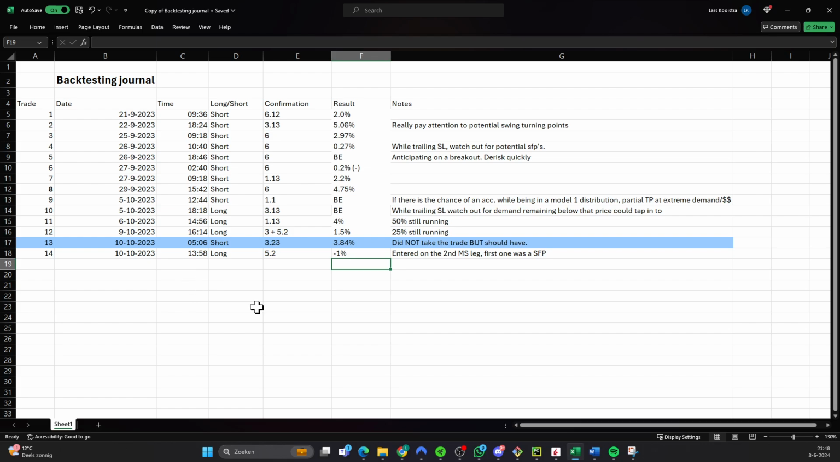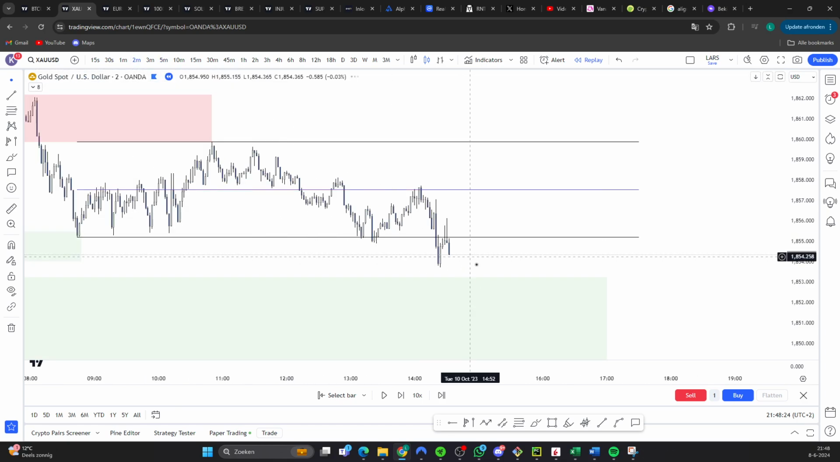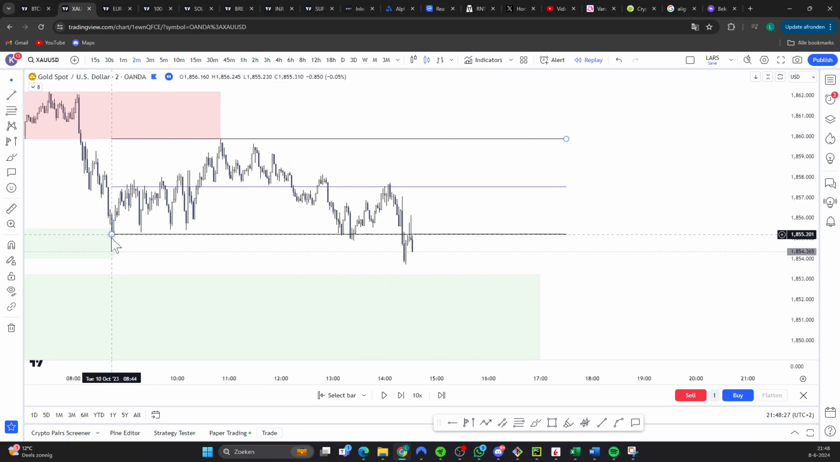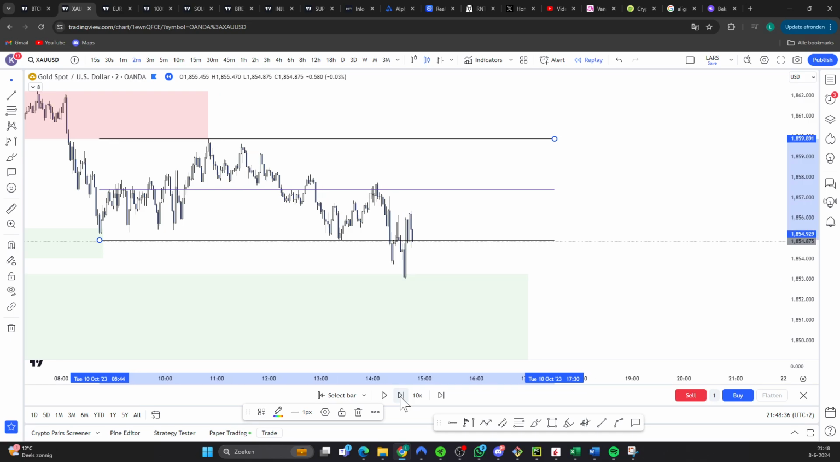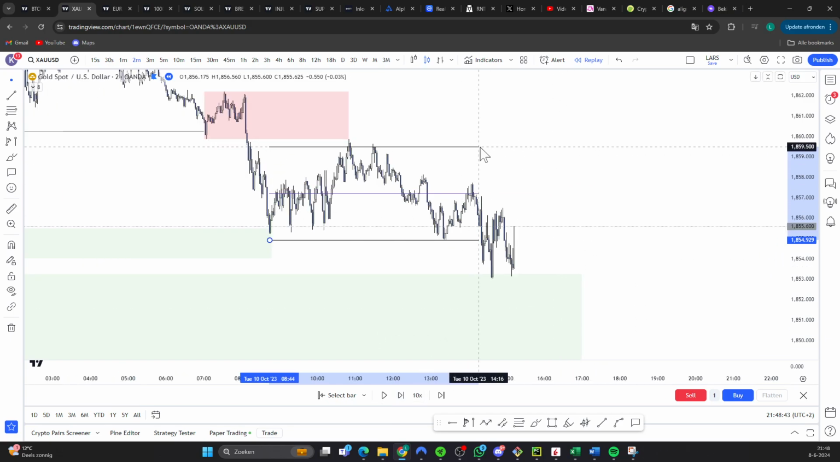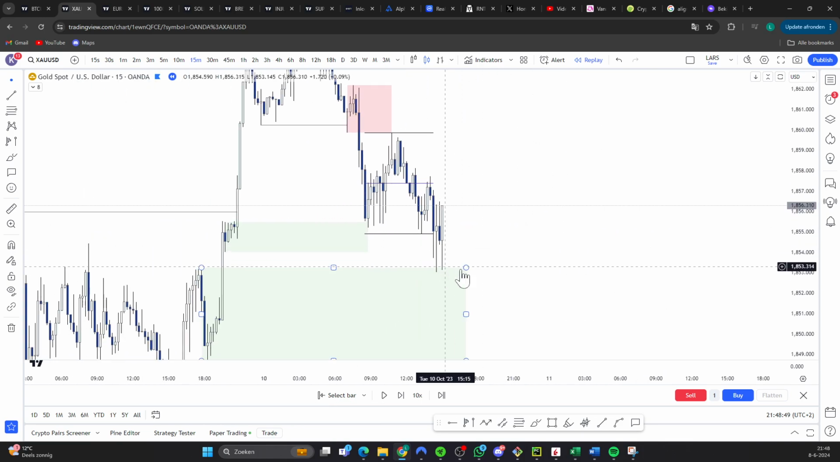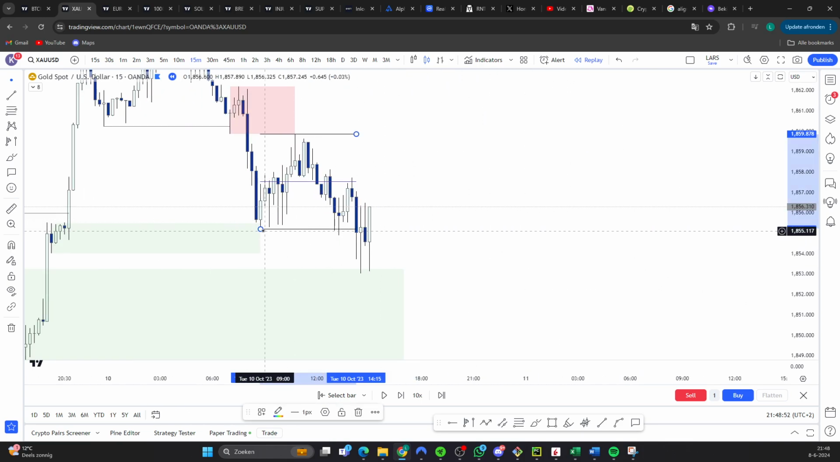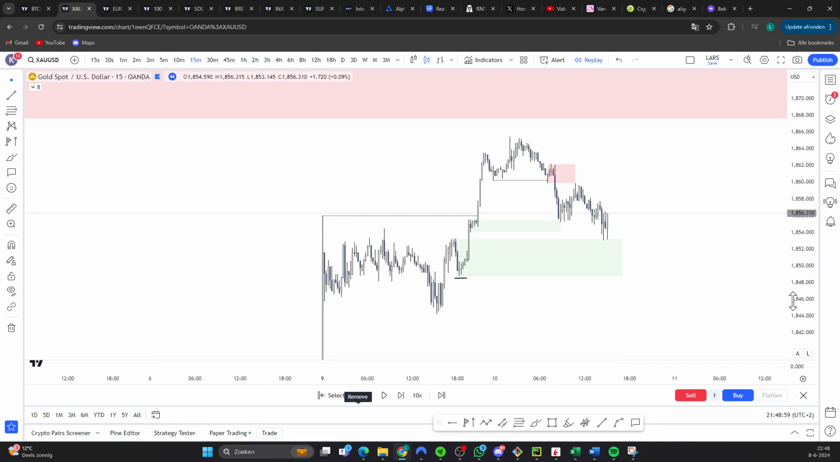Okay. It's kind of SFPing that low. But in general, from here, it could put in a higher low for a higher high.